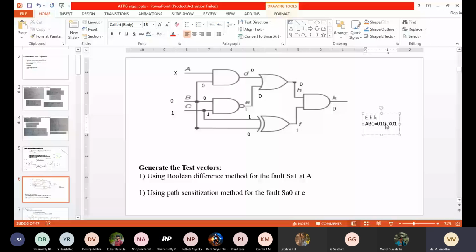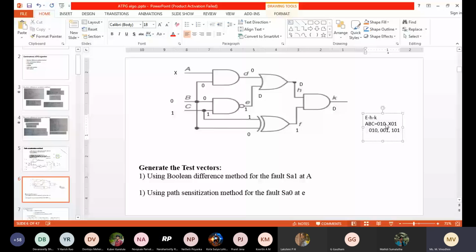So for testing the fault E stuck at 0, totally how many test vectors did I get? 0, 1, 0 is 1. 0, 0, 1 is 1. Correct. 1, 0, 1. 3 test vectors I got finally. That is the answer for this problem.